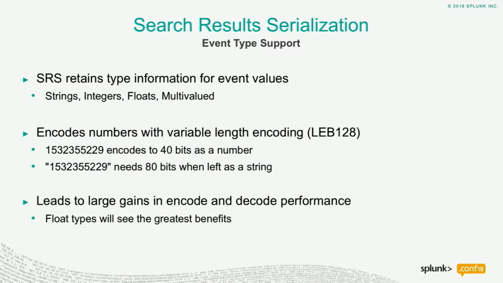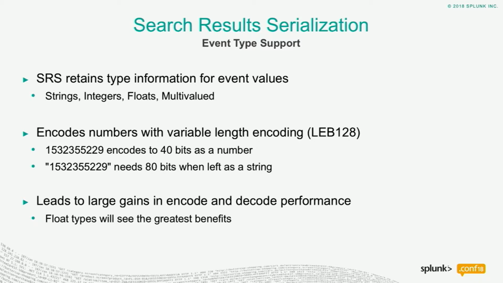SRS brings another important feature to the table, field type retention. This means now integers, floats, and booleans all retain their type information after the journal extraction. Remember previously I mentioned that numbers would need to be converted to ASCII when using the CSV file format, and then converted back to a number on code. This was particularly slow for floating point numbers, which will see the largest benefit under SRS.